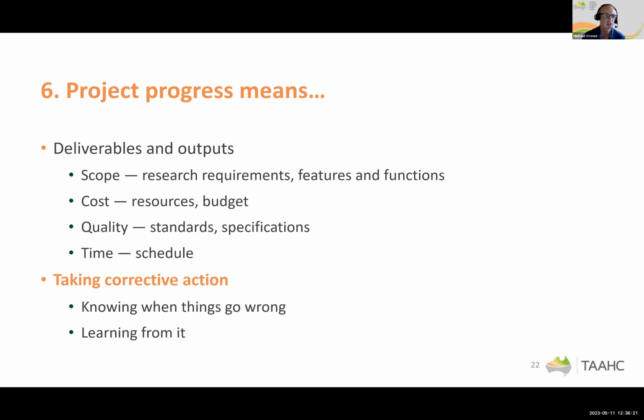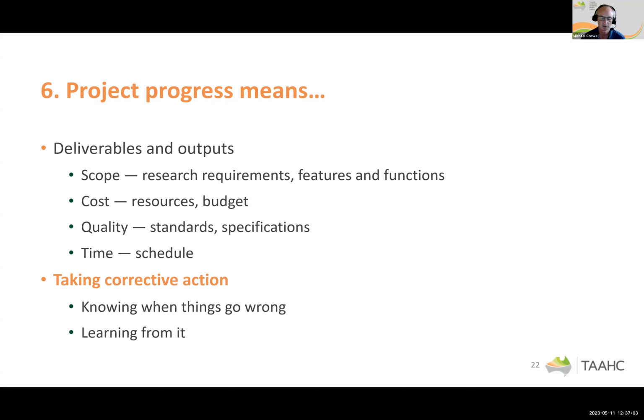Okay, what does project progress mean? This is actually kind of an important one. It's usually measured in deliverables and outputs. So of deliverables and sub-deliverables and outputs. So that you are meeting your scope, that you are developing within your project exactly what you're trying to achieve, that the costs are being kept reasonable, that you're not going over budget or not spending too little, which can have its own problems, that the quality, that the standards are being achieved as set out, that the project is on schedule or close enough.